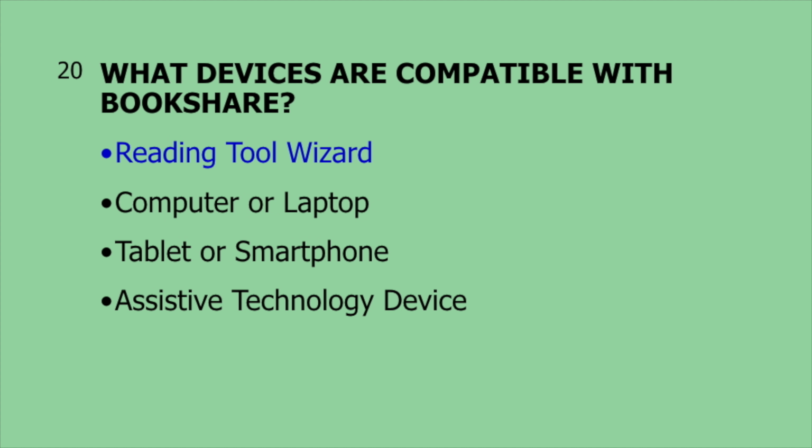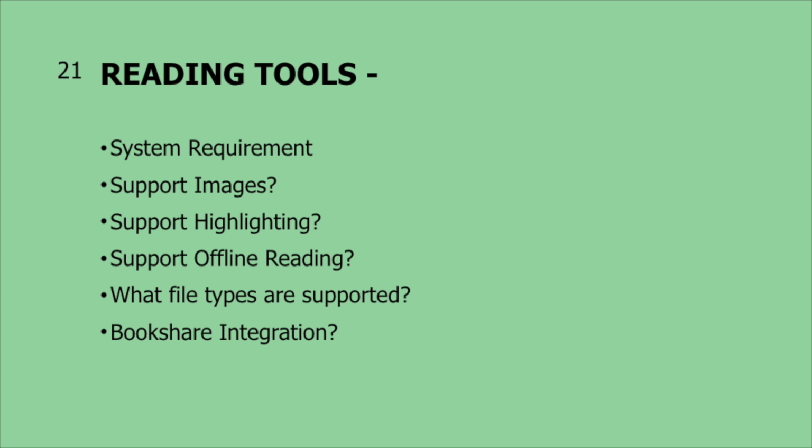On the Bookshare website, there is a reading tool wizard, which can help. You first identify your preferred reading device, such as a computer, a laptop, a mobile, tablet, or smartphone, or a specific assistive technology tool. Then you use the wizard to guide you through the options available based on your preferred devices. My favorite section on the Bookshare website lists specific tool or device features and its compatibility with Bookshare. For example, it will list if the tool supports images, word highlighting, offline reading, or if it's integrated with Bookshare. An example of integration is that an app on the iPad includes a link directly to Bookshare files.